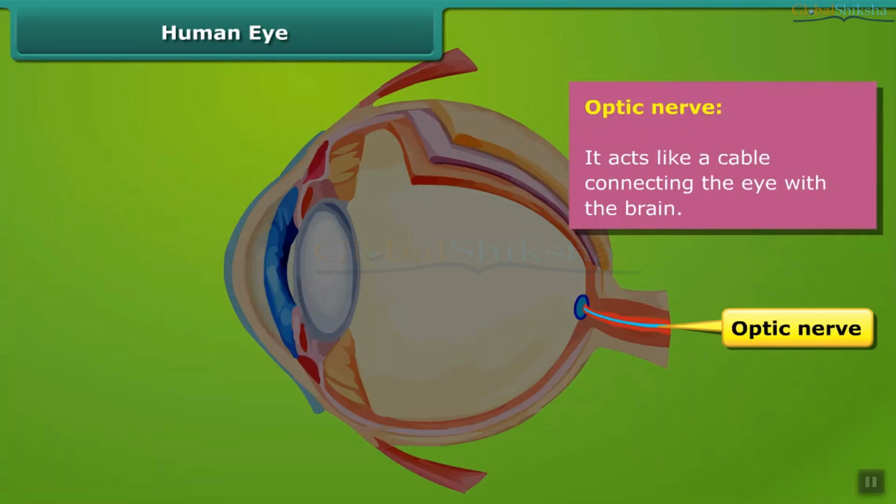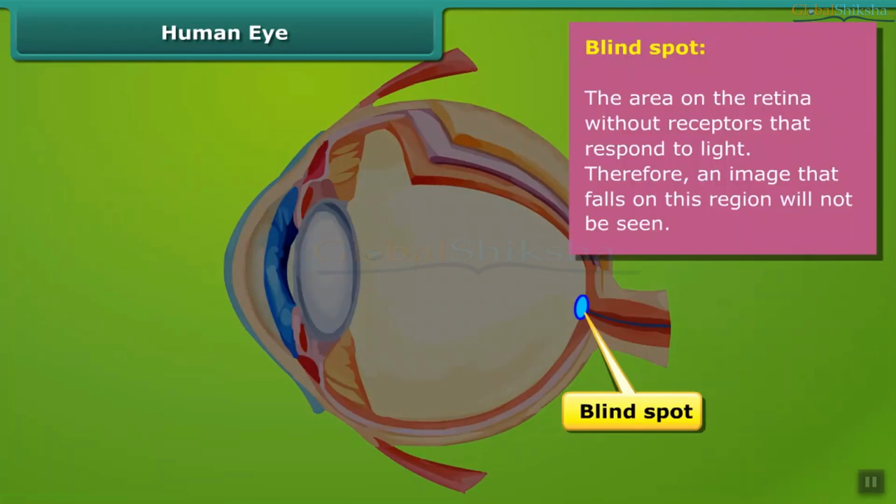Optic nerve. It acts like a cable connecting the eye with the brain. The optic nerve transmits electrical impulses from the retina to the brain. Blind spot. At the junction of the optic nerves and the retina, there are no sensory cells, so no vision is possible at that spot. This region is known as the blind spot.